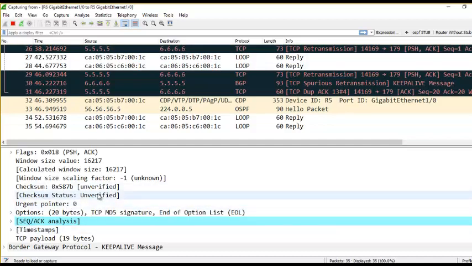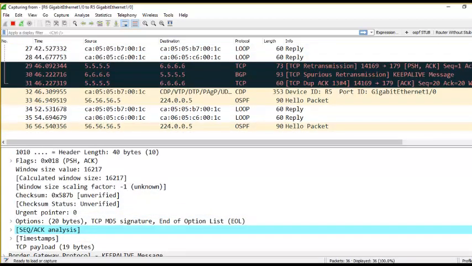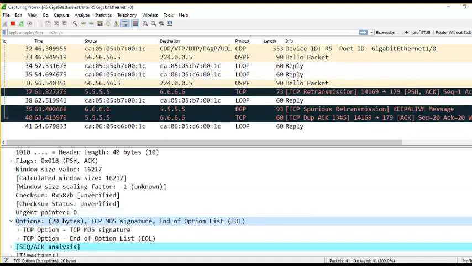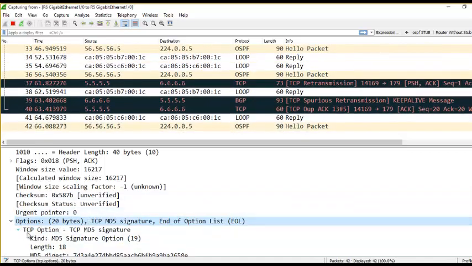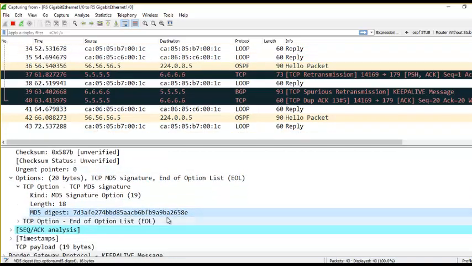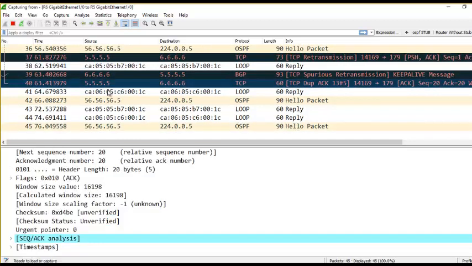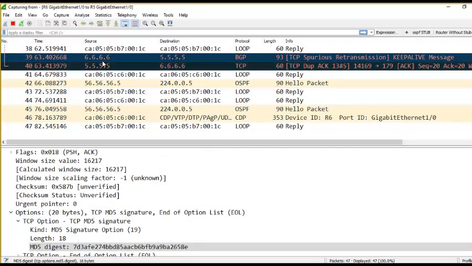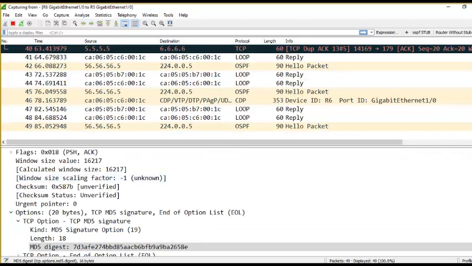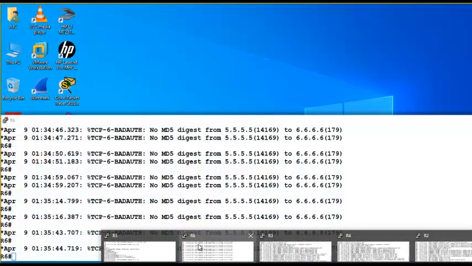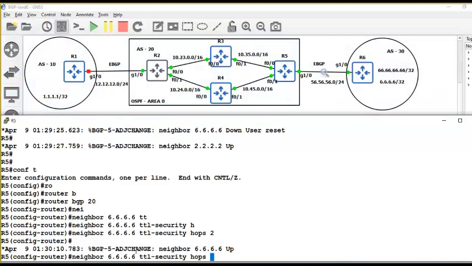See, TCP MD5 signature. This is the MD5 message digest hash value. Whereas the packet coming from 5 doesn't have this field. Only 6 has got that authentication field. You need to match on either side. So going to router 5, whenever you speak to the neighbor, use the password Cisco123.